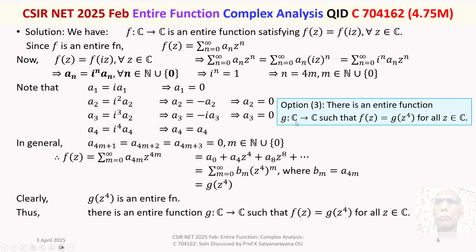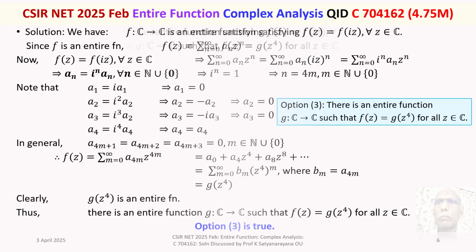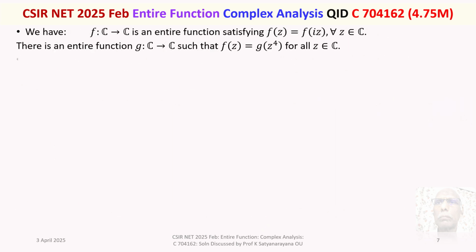Let's look at option 3 here. Option 3 precisely says there is an entire function g from C to C such that f of z is equal to g of z to the power of 4 for all z belongs to C. Thus option 3 is true. We continue the discussion in the next slide.